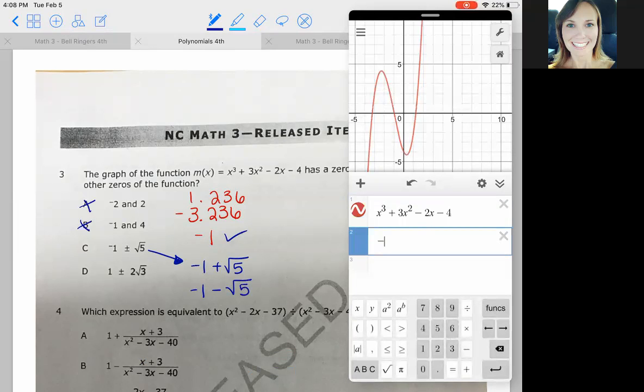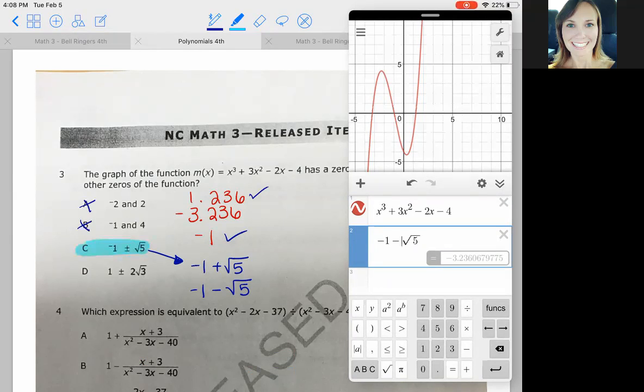So I'm going to type in -1 plus the square root of 5. So I get 1.236. Oh, that's that one. So here's this one. And so if I change that plus to a minus, I do in fact get both of my solutions. So C is my answer. You could type in the numbers for D, but we already know that they're not right. So I'm not going to type them in up here.